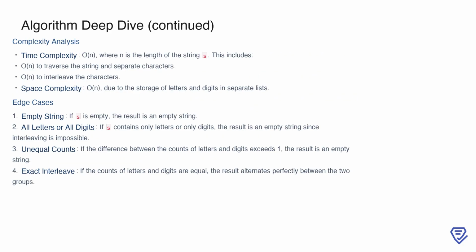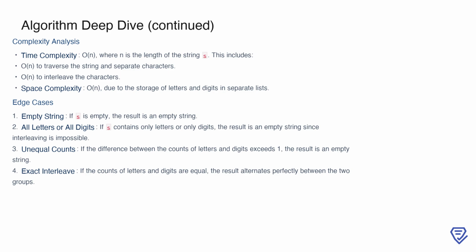Let's analyze the complexity of this algorithm. The time complexity is O(n), where n is the length of the input string. This accounts for the O(n) time required to traverse the string and separate the characters, as well as the O(n) time needed to interleave them. The space complexity is also O(n), as we create two separate lists to store letters and digits.